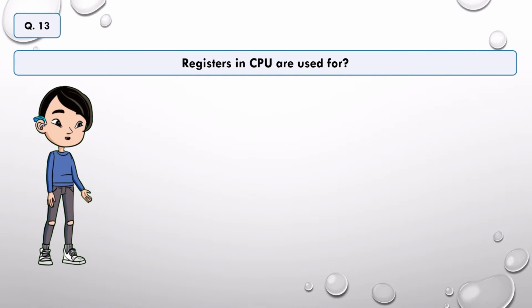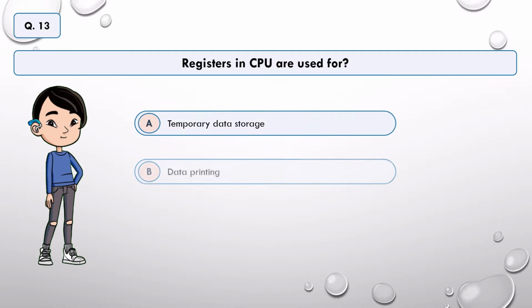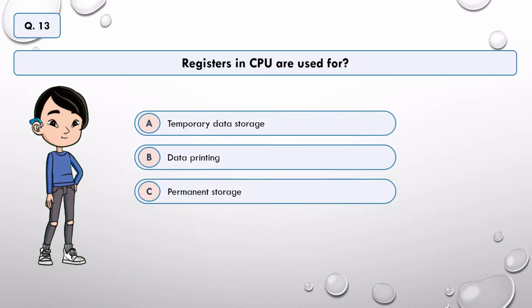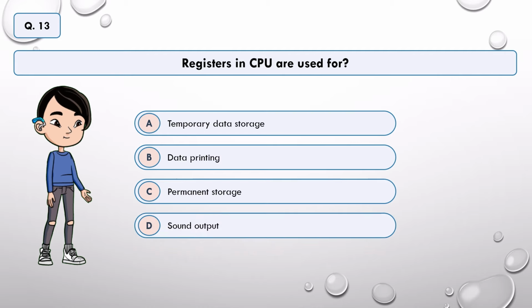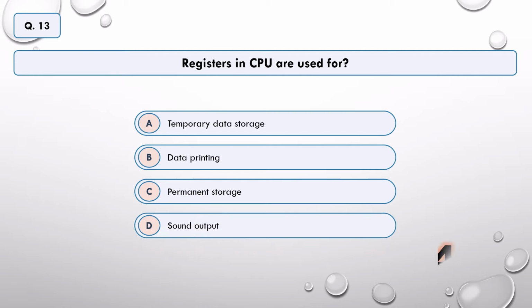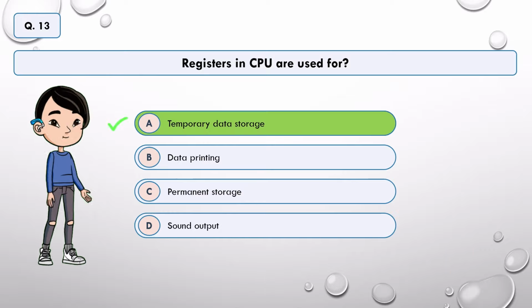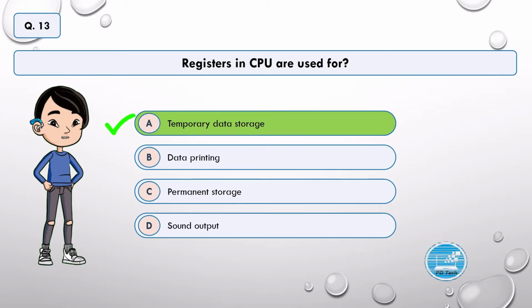Question 13. Registers in CPU are used for? Options are A. Temporary data storage, B. Data printing, C. Permanent storage, D. Sound output. Answer is temporary data storage.